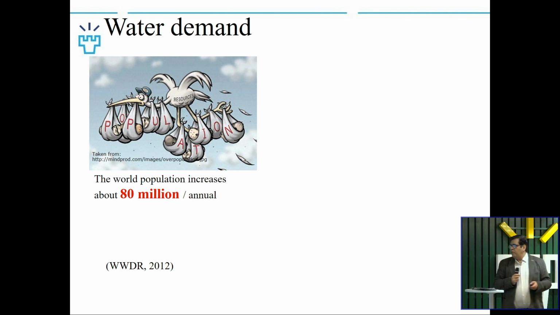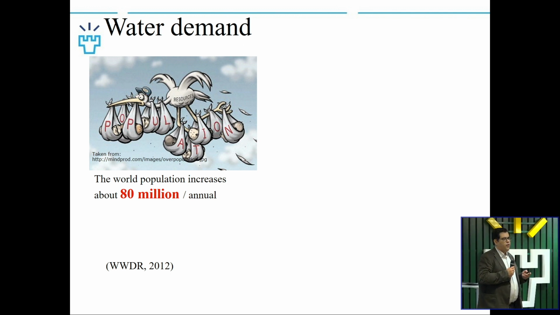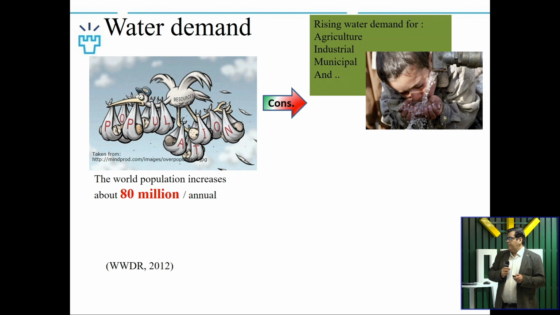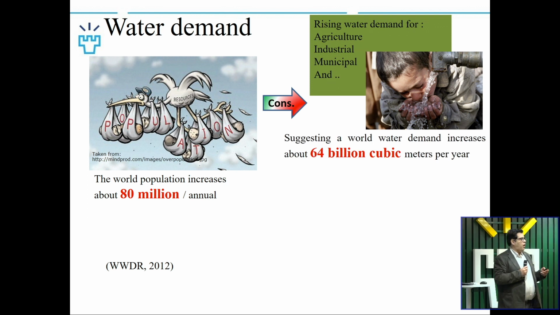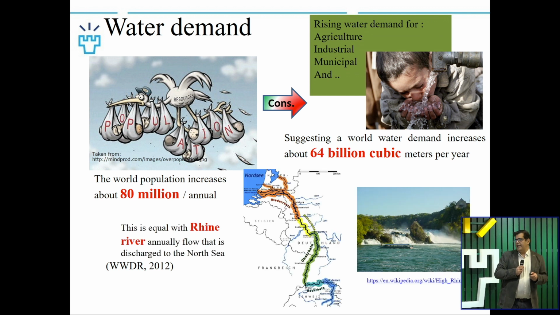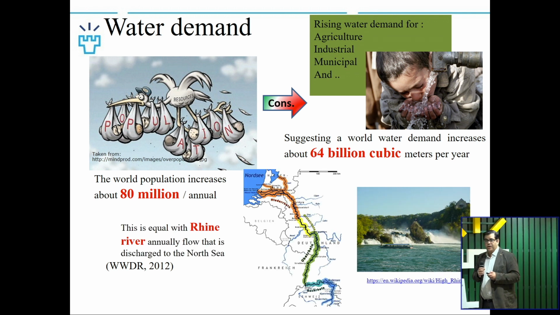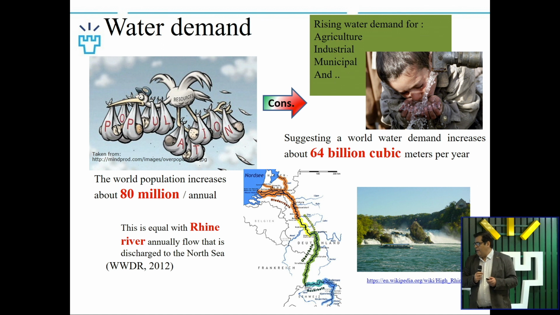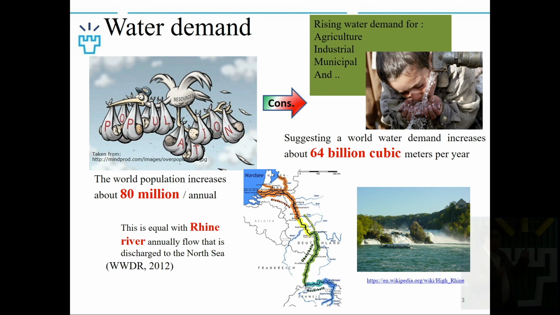As you know, the world population is increasing by about 18 million per year. It means an increase in water demand of about 64 billion cubic meters per year, and that is equal to the Rhine River in Germany. You know the Rhine. The annual Rhine flow to the North Sea is equal to the increase in world water demand every year. And we need a huge amount of fresh water for the newborn people in the world.